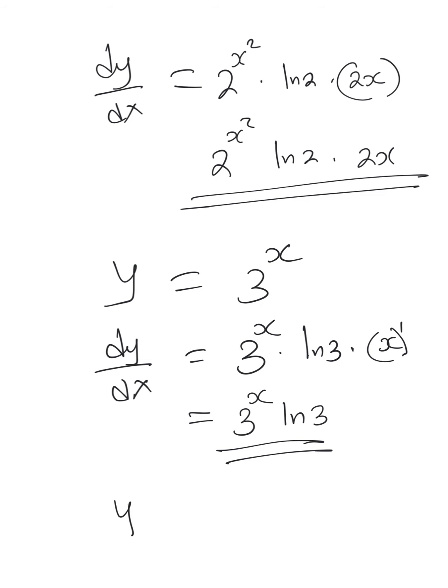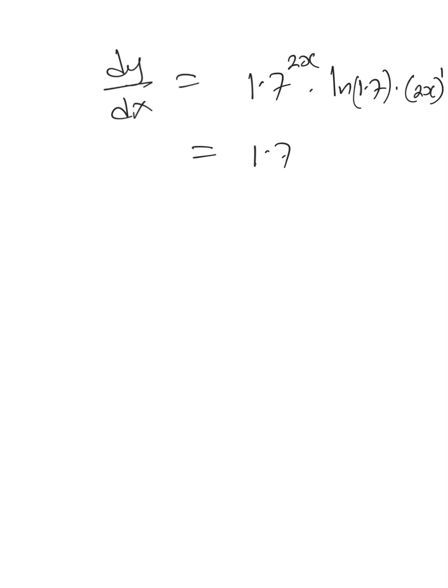If I have y is equal to, let me write, maybe 1.7 to the power 2x. Then what's dy by dx? I write 1.7 to the power 2x, then natural logarithm of the base, which is 1.7, and then I differentiate 2x and multiply. So this is going to be 1.7 to the 2x, natural logarithm of 1.7 times 2. That's the answer, and we are done.